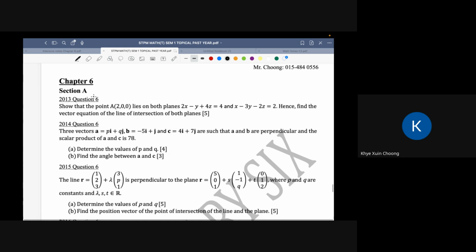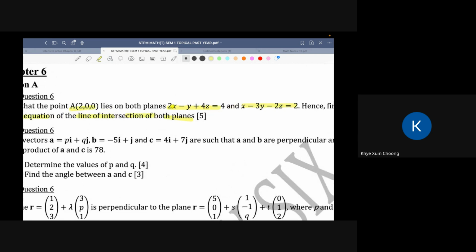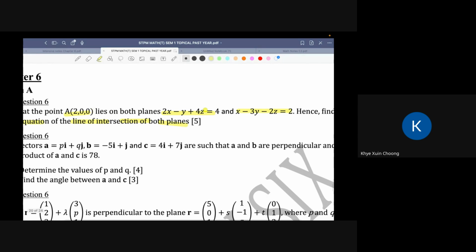Okay, for chapter 6, section A, let us see the first question first. Show that the point A lies on both planes, this one and this one. Hence, find the vector equation of the line of intersection of both planes. So how do I show that the point lies on both planes? If this point lies on this plane, you sub the values x, y, z into this plane, the left-hand side should equal the right-hand side.